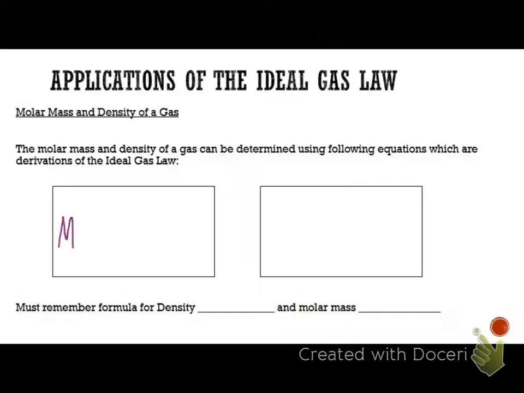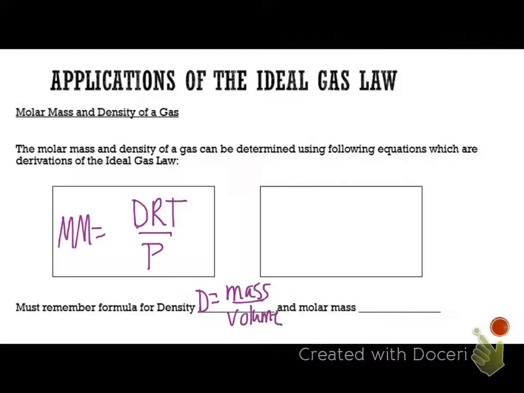And if I want to find the molar mass of a gas, I can take the density times RT and divide it by the pressure, okay? But we need to recall that density is equal to mass over volume, because sometimes you'll be given a mass and a volume separately.